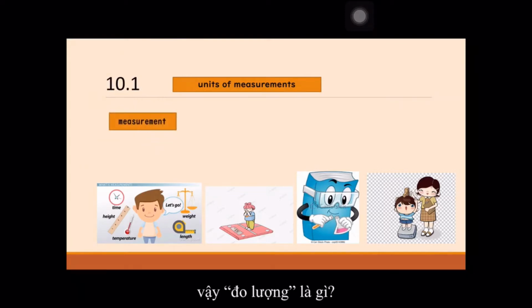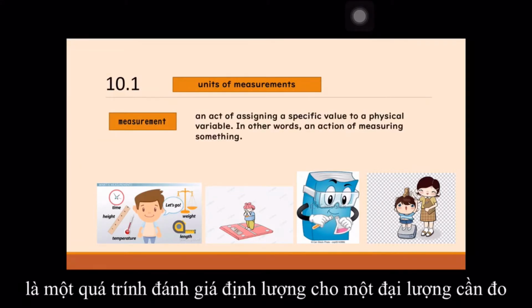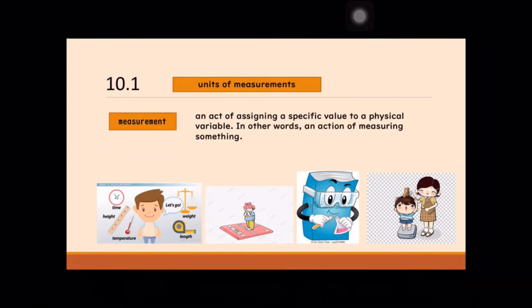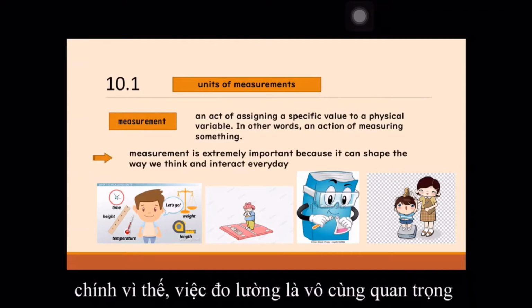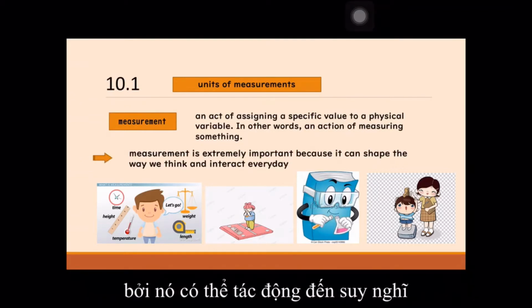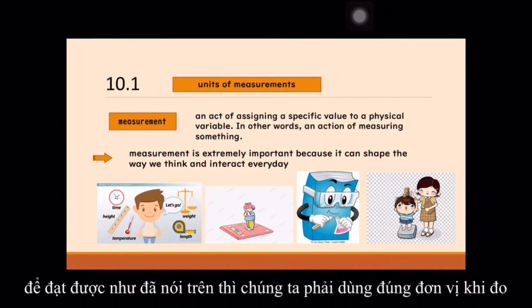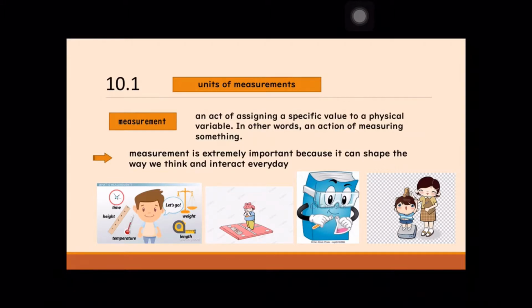So what is a measurement? It is an act of assigning a specific value to a physical variable. In other words, an action of measuring something. Therefore, measurement is extremely important because it can shape the way we think and interact every day. And with that being said, you have to have the appropriate units.